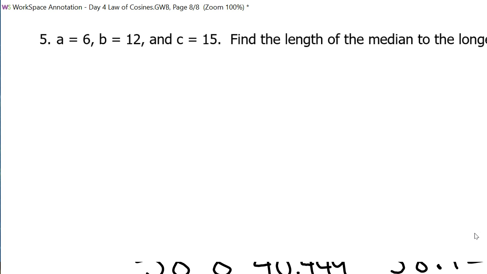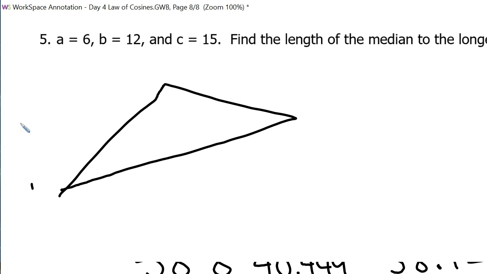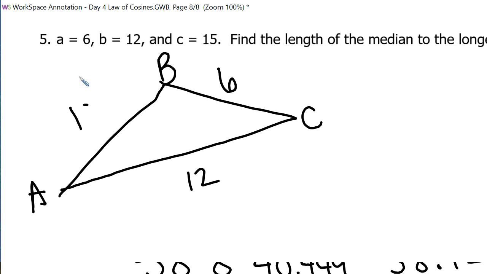Okay, last one. Number 5, it says A is 6, B is 12, C is 15. Find the length of the median to the longest side. Draw yourself a diagram. Here's angle A, angle B, angle C. Side A is 6, side B is 12, side C is 15. We want to find the length of the median.